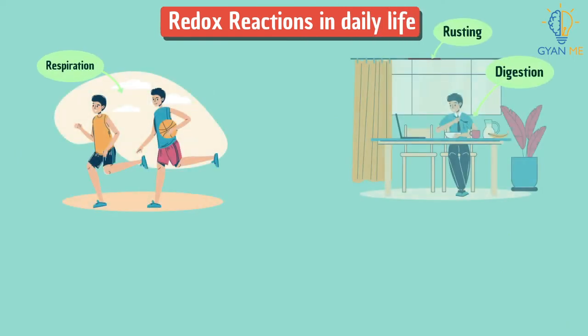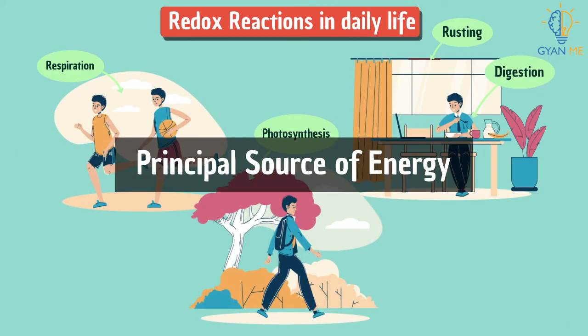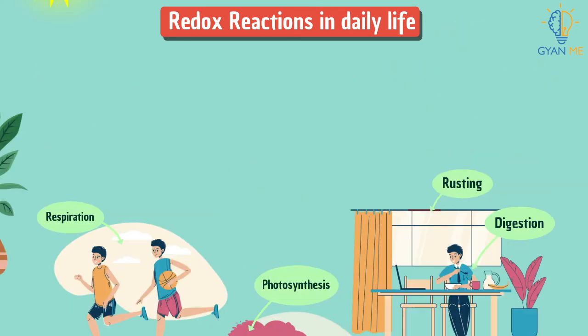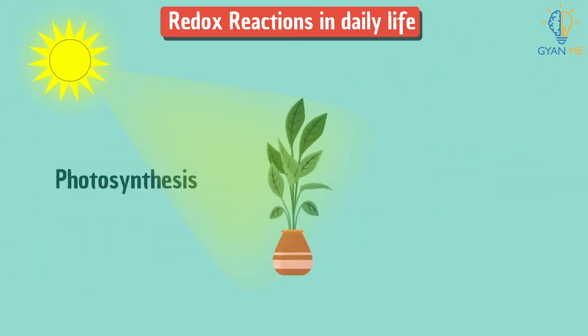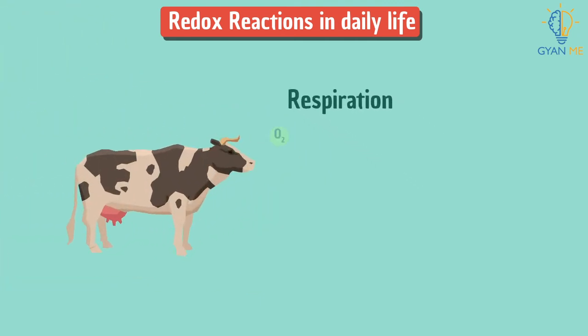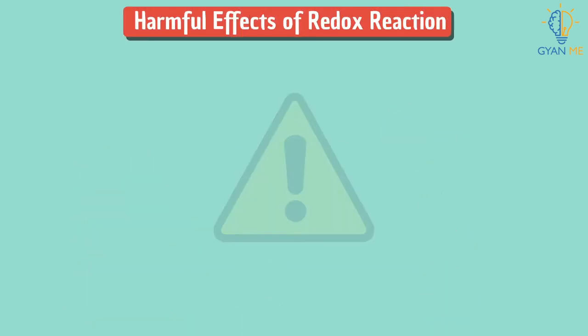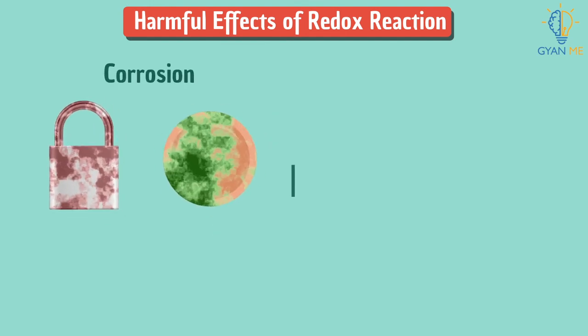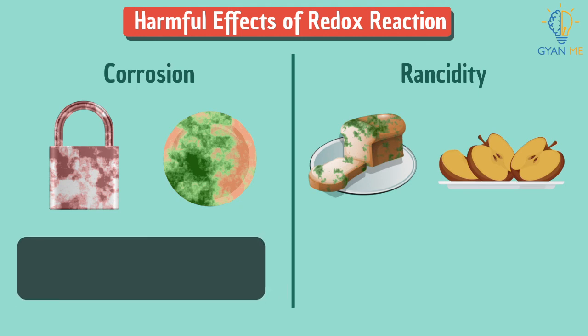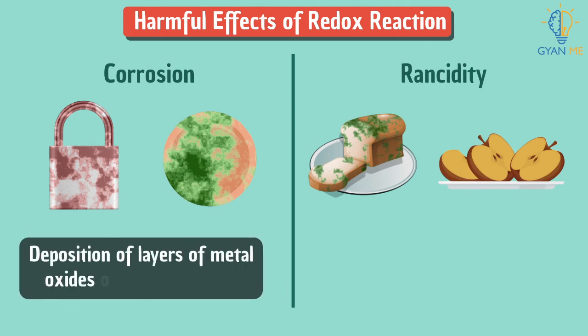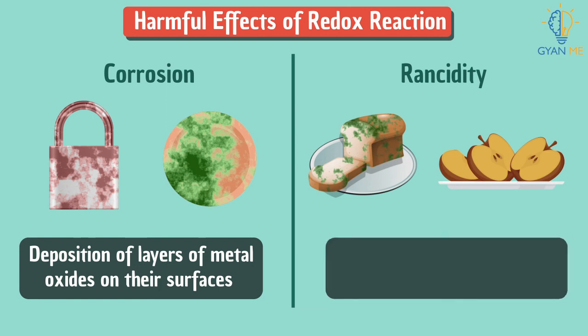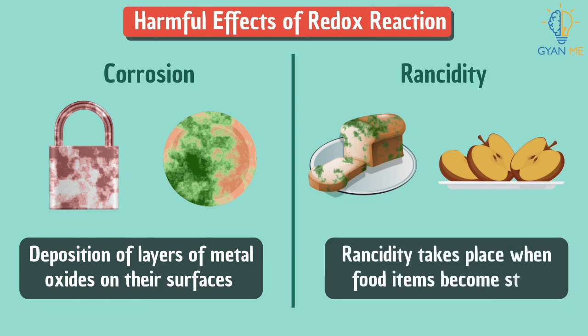You know, the redox reactions are very important in our everyday life because they are the principal source of energy. For example, photosynthesis in plants and respiration in plants as well as animals and human beings. At the same time, oxidation and reduction reactions have harmful effects also, some of which we have seen just now, that is corrosion and rancidity. Corrosion takes place due to deposition of layers of metal oxides on their surfaces, and rancidity takes place when food items become stale.